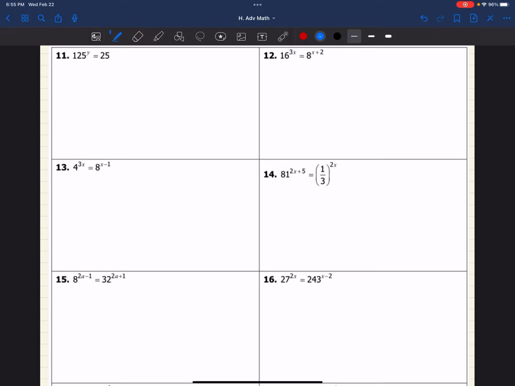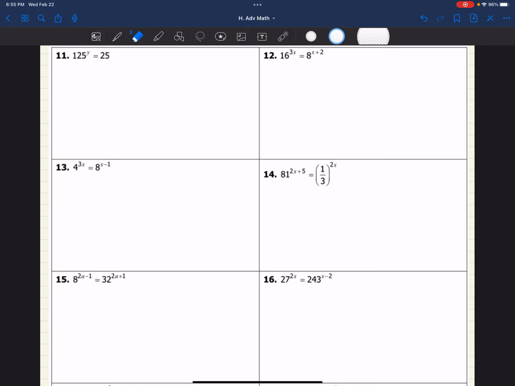All right, on the back side, I'm going to go ahead and pick two that I think are probably the most difficult to do. So, let's see here. For example, let's just start at the top. Let's look at number 11. So in number 11, obviously both sides of this equation do not have a common base. I have a base of 125 and I have a base of 25.